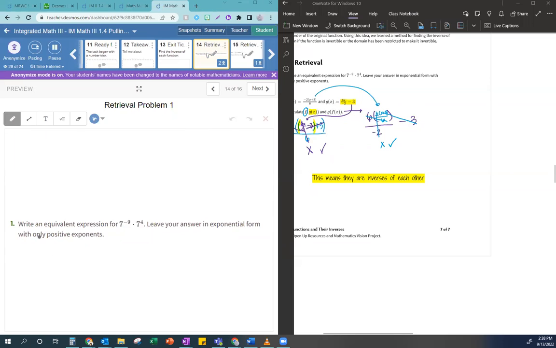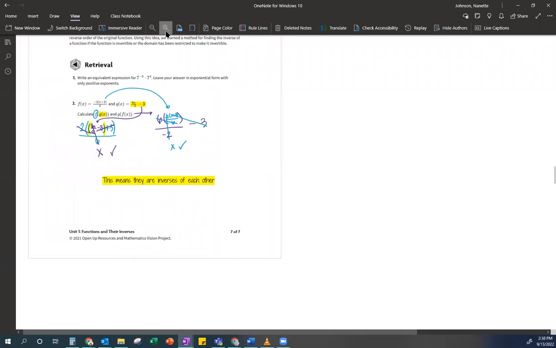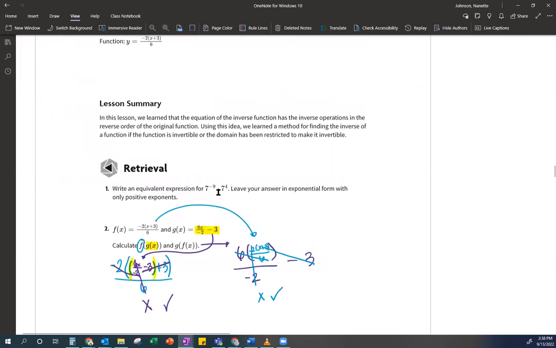And then what we want to talk about is this: write an equivalent expression for 7 to the negative 9th times 7 to the 4th, and then leave your answer in exponential form with only positive exponents. Okay, so if they're asking me to do this, I'm reaching back into my memory of what happens with this. People ask all the time, Ms. Johnson, what's the rule for this? And if you don't remember the rule, it's useless for me to tell you the rule. I'll just show you what they mean.